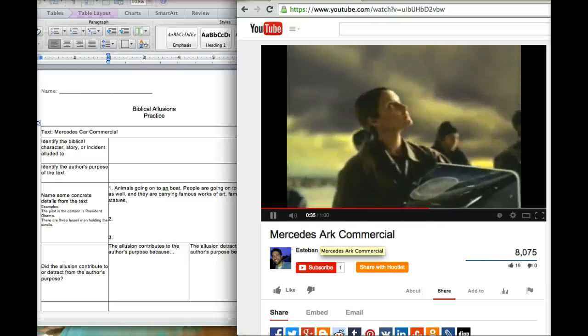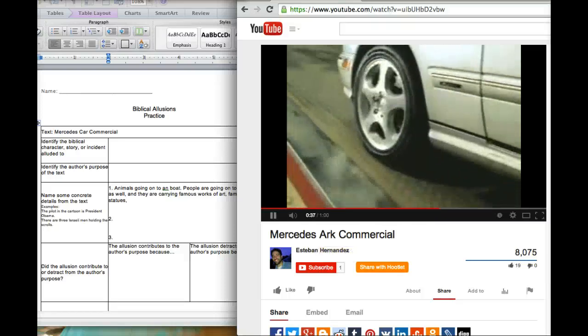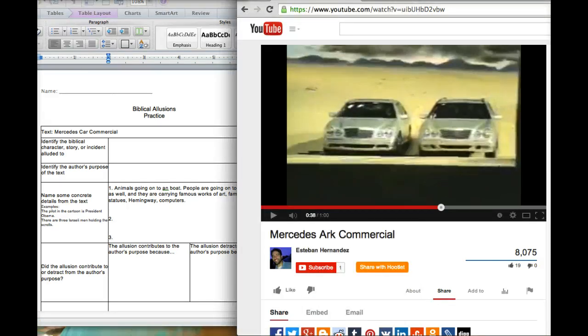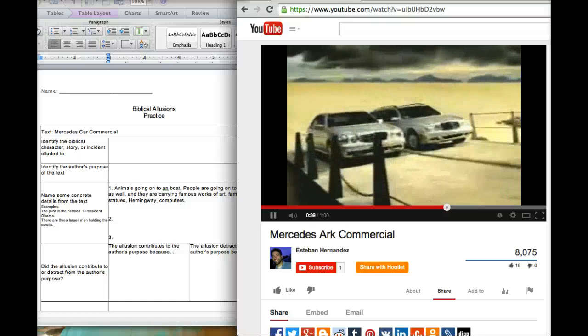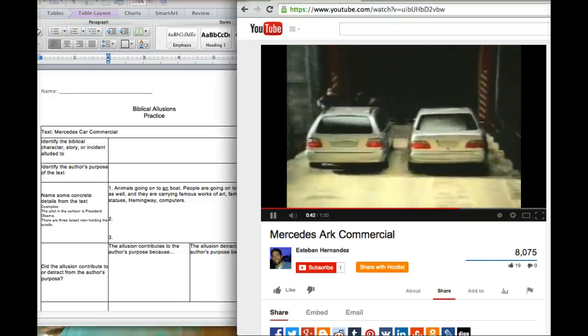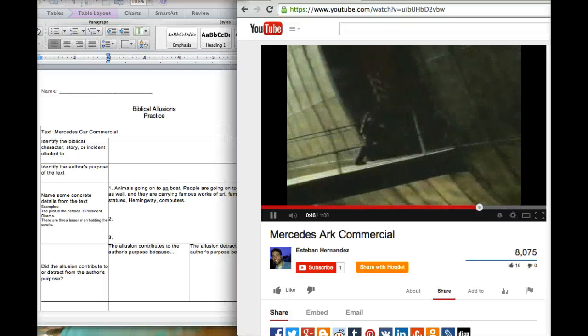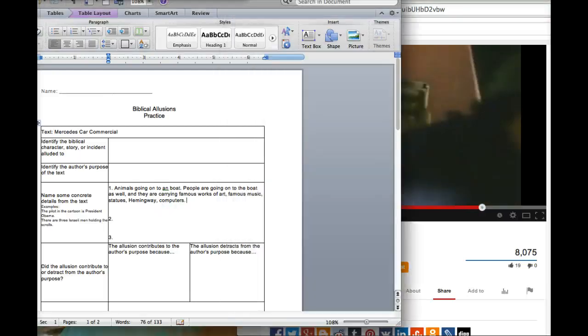Ernest Hemingway, a Mac computer. Okay, so Hemingway, computers, and then this is usually in the commercial, this is where the main point comes in. To Mercedes. If you were loading the ark today, what would you bring? Okay, so Mercedes enter the ark last. That's probably important. It's the last thing to be loaded on the ark.